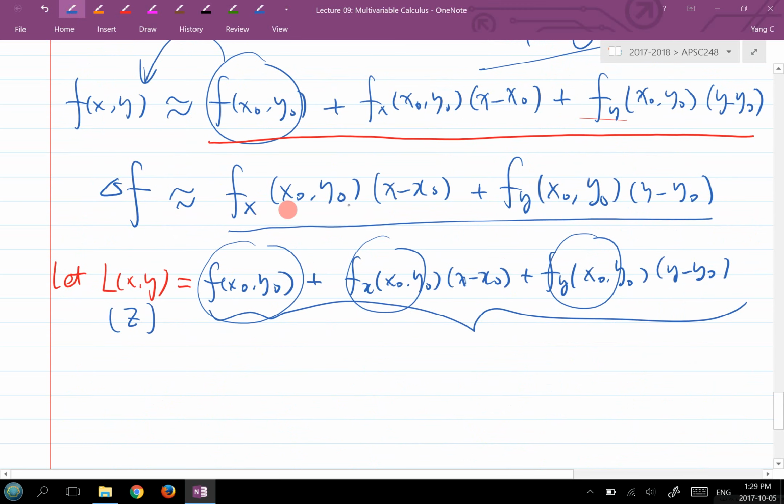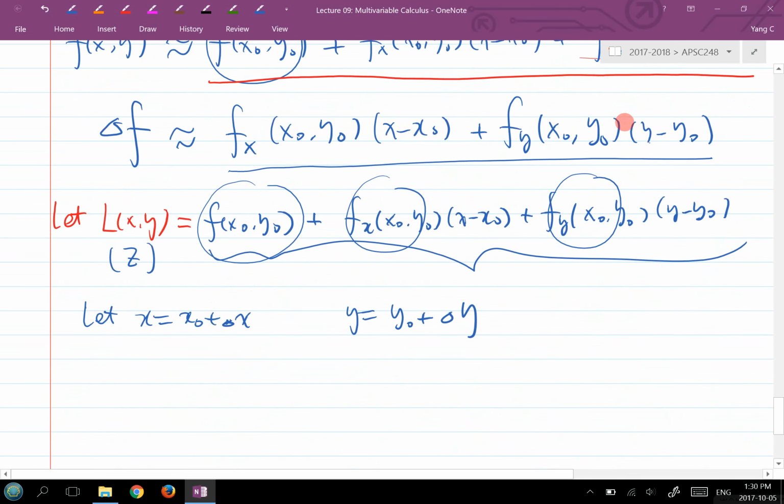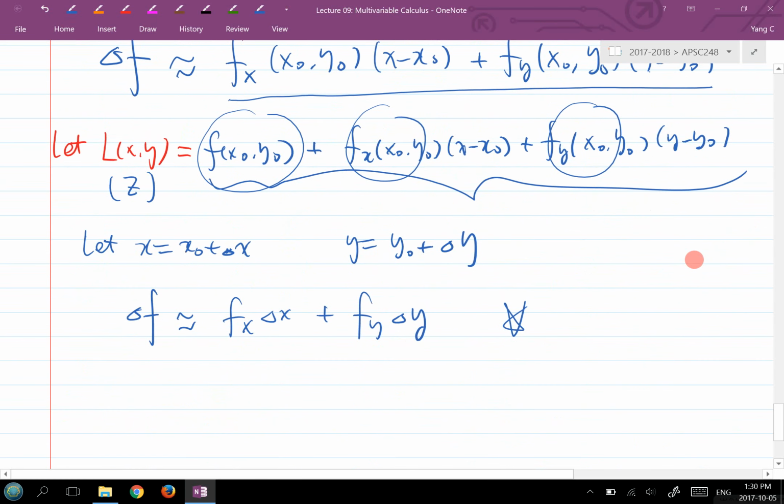let's look at this delta f change for a function of two variables here. Now, if I let x equal x naught plus delta x, and y equal y naught plus delta y, that's the change. So plugging in here and here, what's the delta f? Delta f is approximately equal to fx times delta x plus fy times delta y. So you plug it here and here, you get this expression. That's approximate.